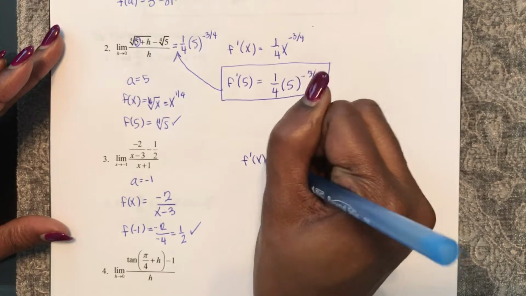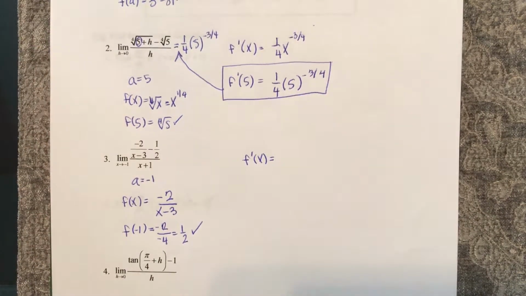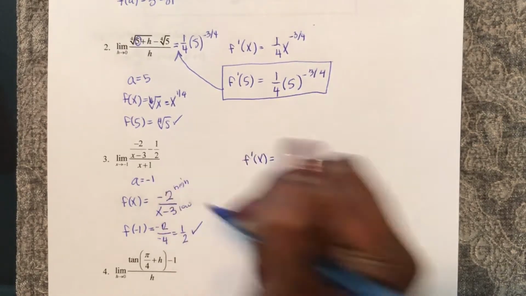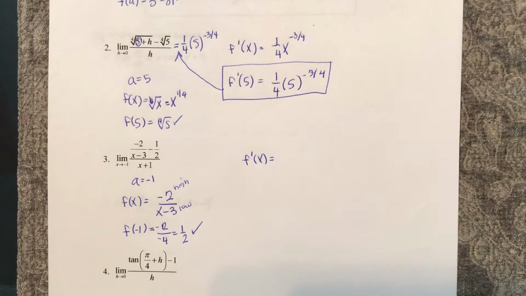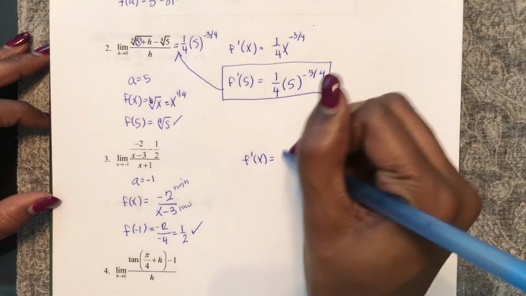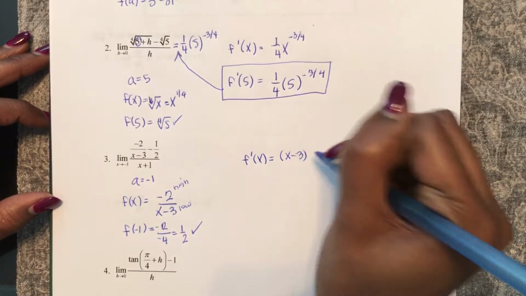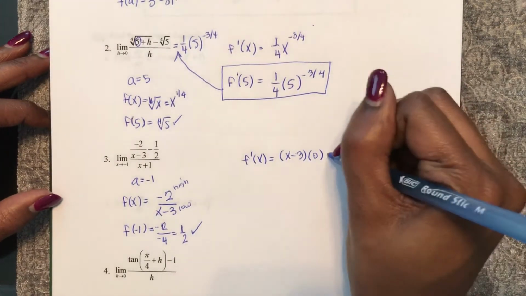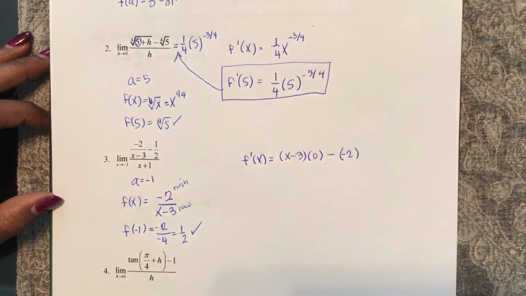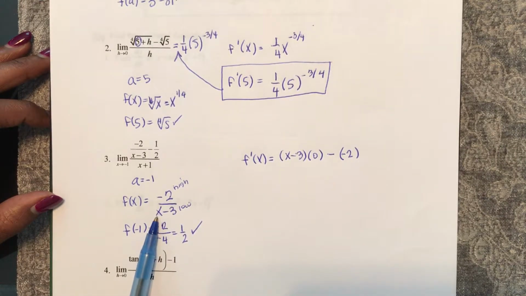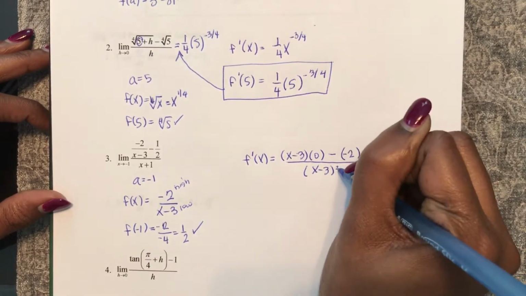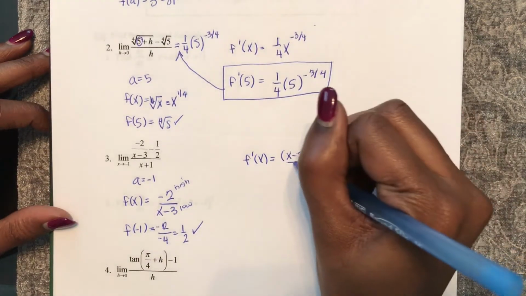So f prime of x equals, now for me, what do I see? I see quotient rule. This is the high, this is the low. You might see something different. I don't really think we could do this any differently. So let's do the quotient rule. Low d high, the derivative of my high is 0 because it's a constant, minus high, negative 2, d low, the derivative of my bottom is 1, square the bottom, and away we go. So this term is just 0.